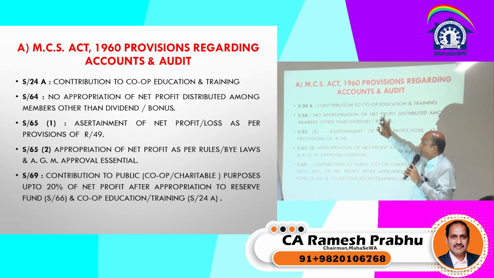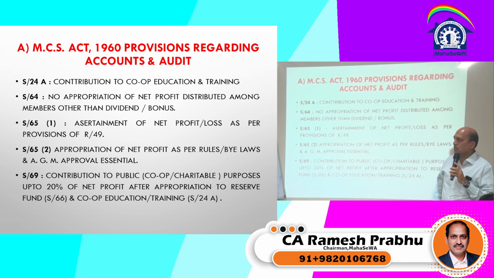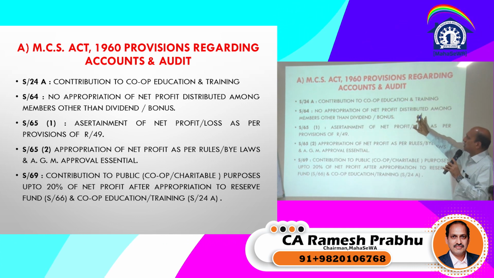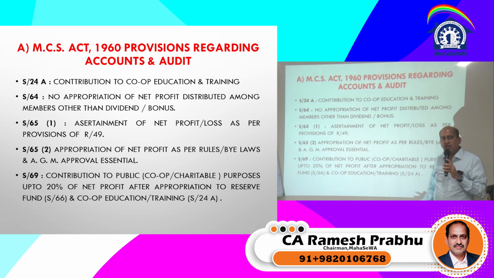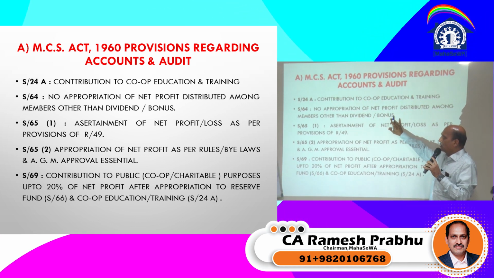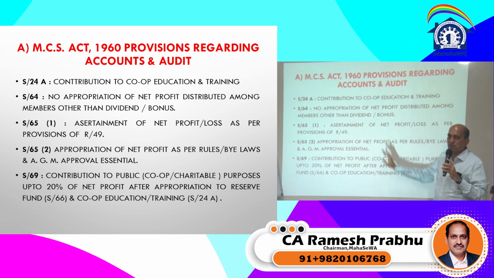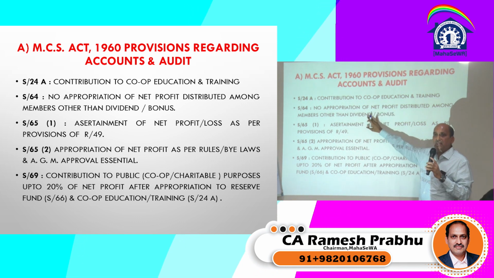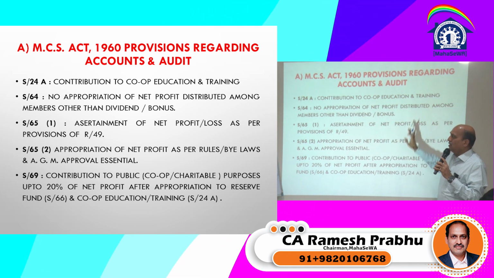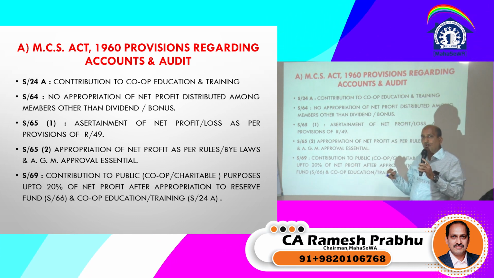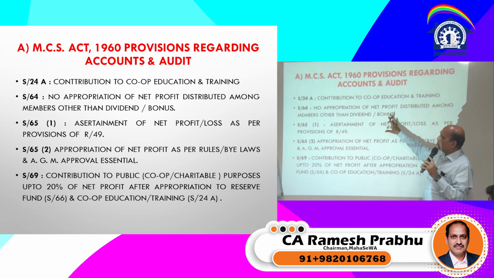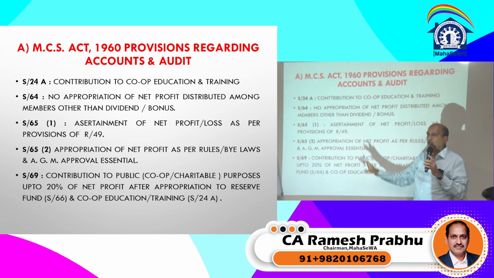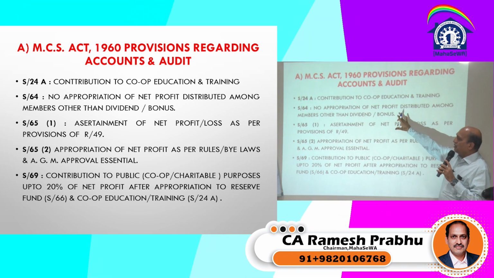Second is no appropriation. This is a very important section as far as accounts are concerned. M.C.S. Act, section 64: no appropriation of net profit distributed among members other than dividend and bonus. That means other than the dividend and bonus, nothing else can be given to the members. So if the society has given anything other than the bonus and the dividend, that is a violation of the M.C.S. Act, and that needs to be reported, because once the payment is done to the members, we come to know that it has to be either a dividend, which is given by the society by passing an appropriate resolution in the general body, and secondly, it can be the bonus.